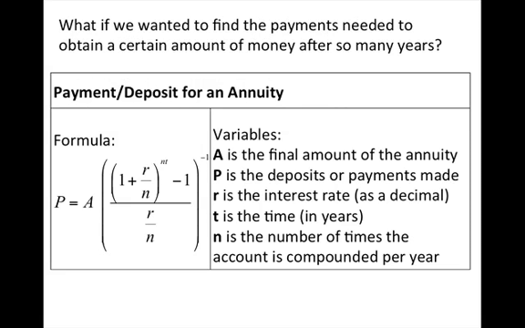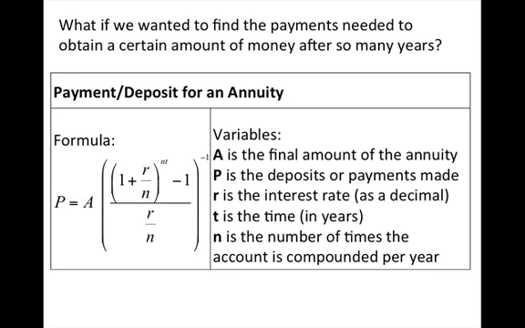Well, what if we wanted to find the payments needed to obtain a certain amount of money after so many years? So suppose you're saving up for the down payment on a house, or you're saving up for a car. In the previous lesson, we looked at the situation where we deposited a lump sum amount and let it set in the bank for those years. Well, suppose you don't have that large amount of money to deposit right now, and you want to deposit money each month in order to build that account, or you want to deposit money each quarter in order to build that account.